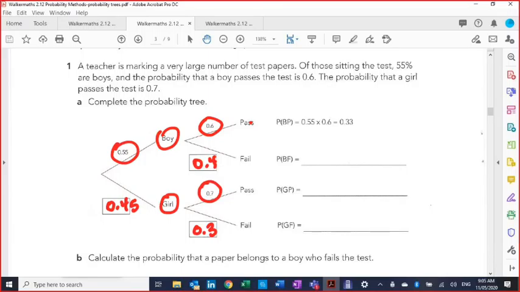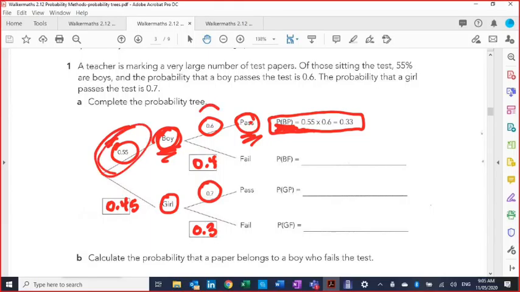Okay? Then, notice that they just followed the branches. Boy, pass. That's the probability. Because we have the words here, we can just use the initials in there because it all goes together. Right? You wouldn't have one thing without the other. And so they just took the probabilities here, multiplied them together, and gave you the probability of the whole thing.